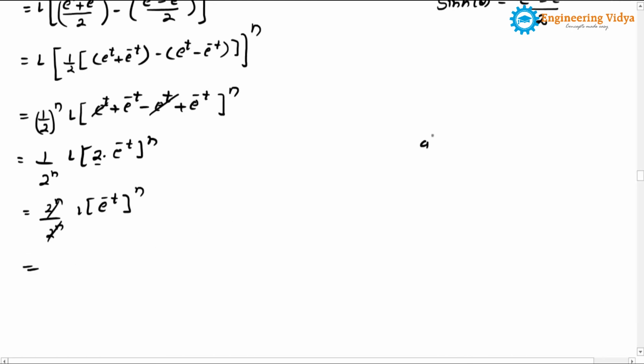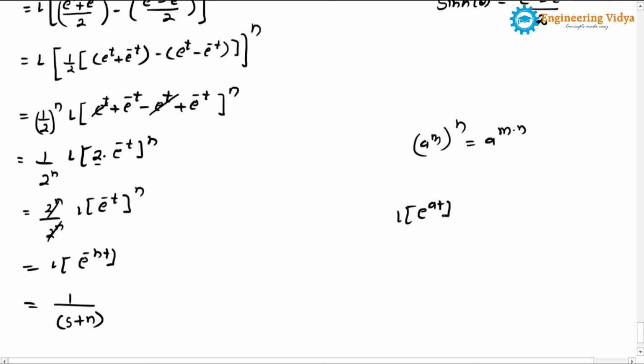Since we know that a power of m, power of n is equal to a power of m into n, by using this rule we can write the Laplace transform of e raised to minus nt. The Laplace transform of e raised to minus nt will be 1 upon s plus n, because the Laplace transform of e raised to at is equal to 1 upon s minus a. At the same time, if you want to calculate the Laplace of e raised to minus at, it will be equal to 1 upon s plus a. So by using this formula, we can solve this, right?